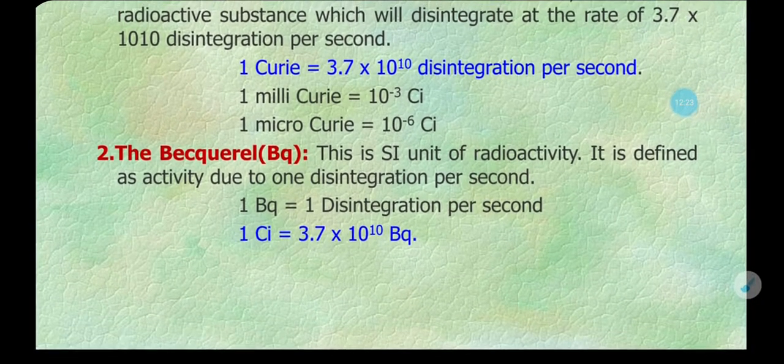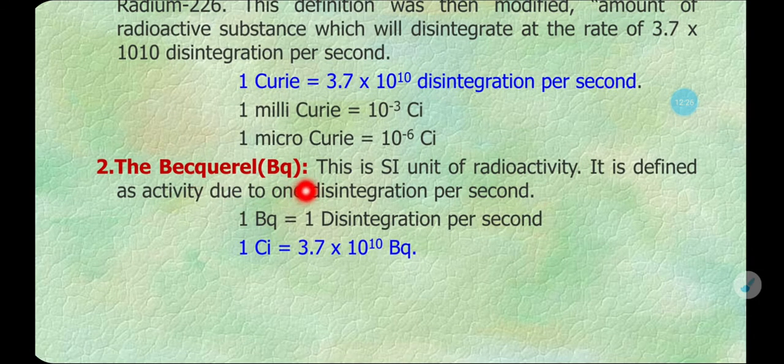The second unit for radioactivity is the becquerel. This is the SI unit of radioactivity. It is defined as the activity due to 1 disintegration per second. That is, 1 becquerel is equal to 1 disintegration per second. So 1 Curie is equal to 3.7 into 10 raised to 10 becquerel. So that is the interconversion of Curie and becquerel. 1 becquerel means 1 disintegration per second, but Curie is 3.7 into 10 raised to 10 disintegrations per second. So 1 Curie is equal to 3.7 into 10 raised to 10 becquerel.